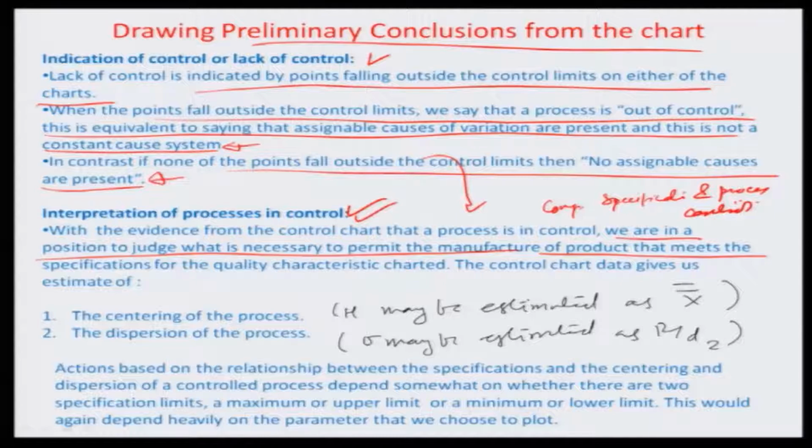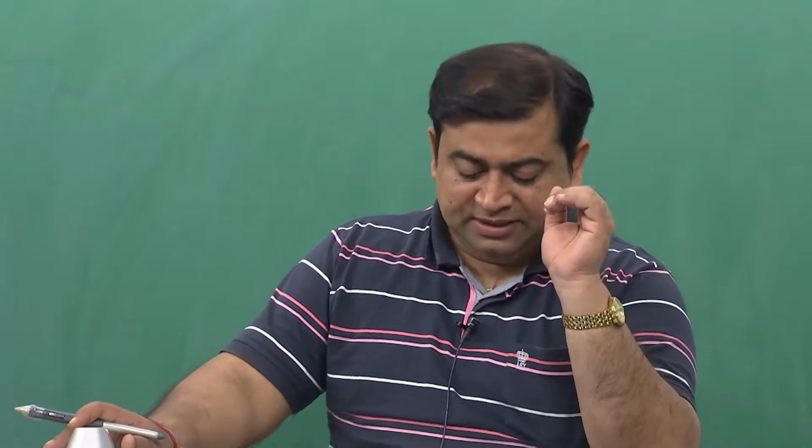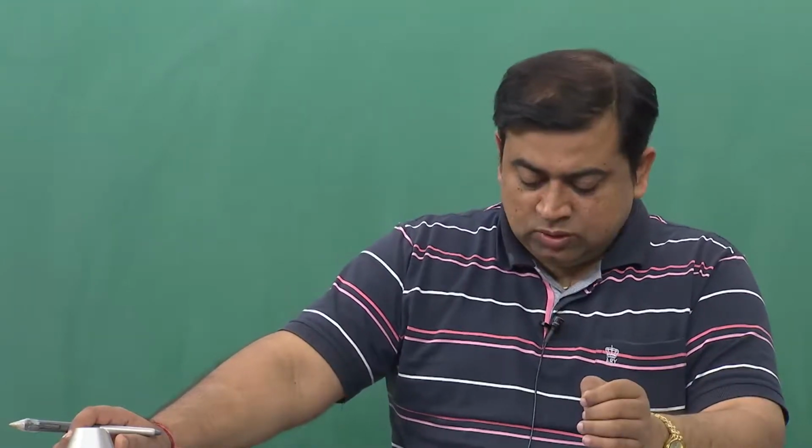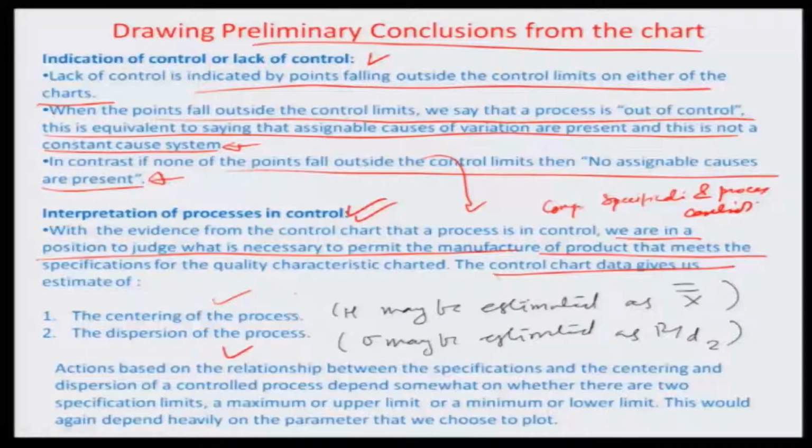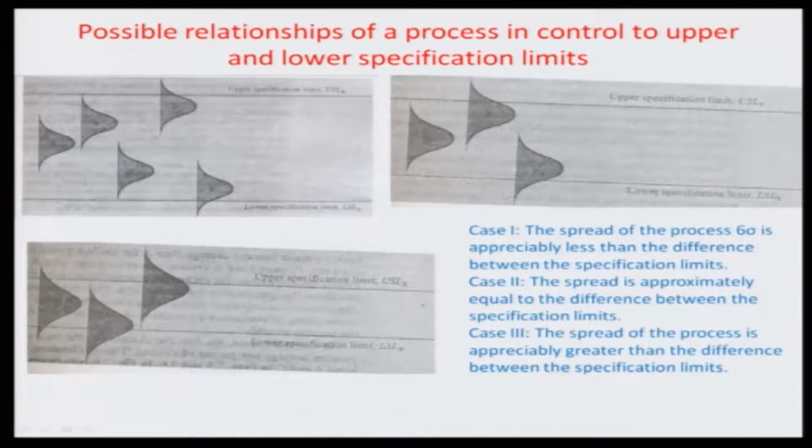Here the control chart would give you data about the centering of the process and the dispersion of the process, and you can see whether the process is out by 2 sigma or 3 sigma and all those different issues, by aligning the specification limits given in the design with respect to the process limits obtained from the control chart plotting. So, this, for example, shows the possible relationships which would exist between control limits and the upper and lower specification limits of a process.